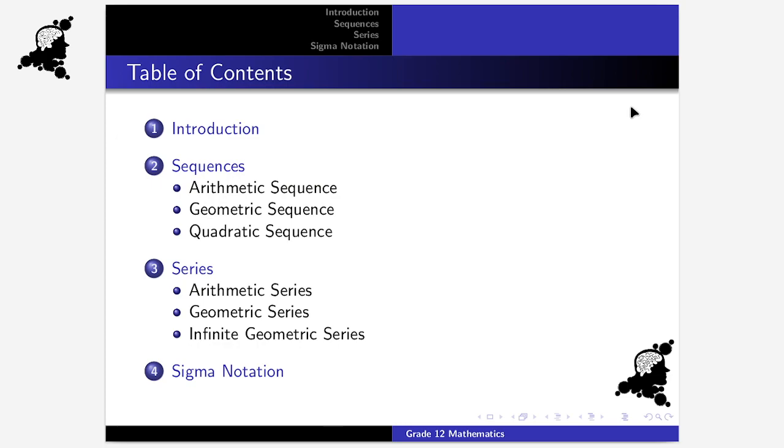So we'll be having a look at three different types of sequences that you assessed in grade 11, sorry, grade 12: your arithmetic, your geometric, and your quadratic sequences. We're going to have a look at the three different series that you'll be doing: the arithmetic series, geometric series, and the infinite geometric series. And we're also going to have a look at sigma notation. So, without any further ado, let's get straight into the lesson.